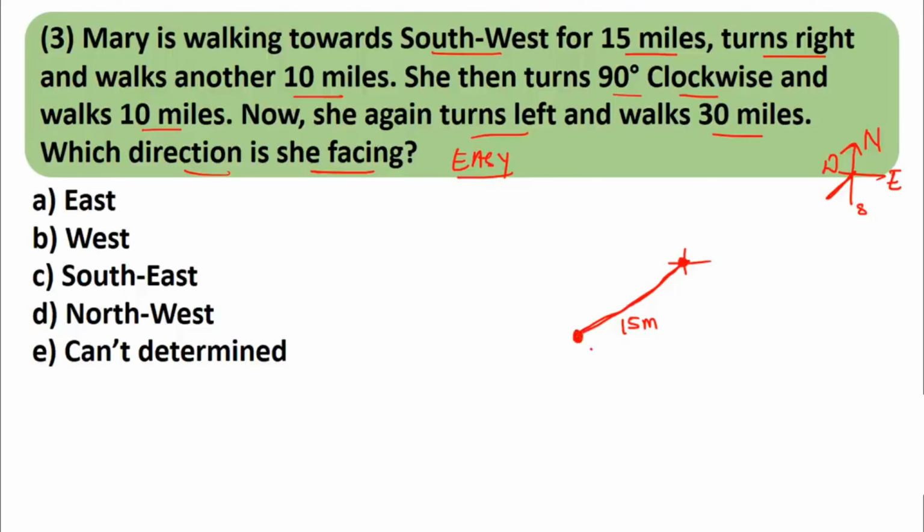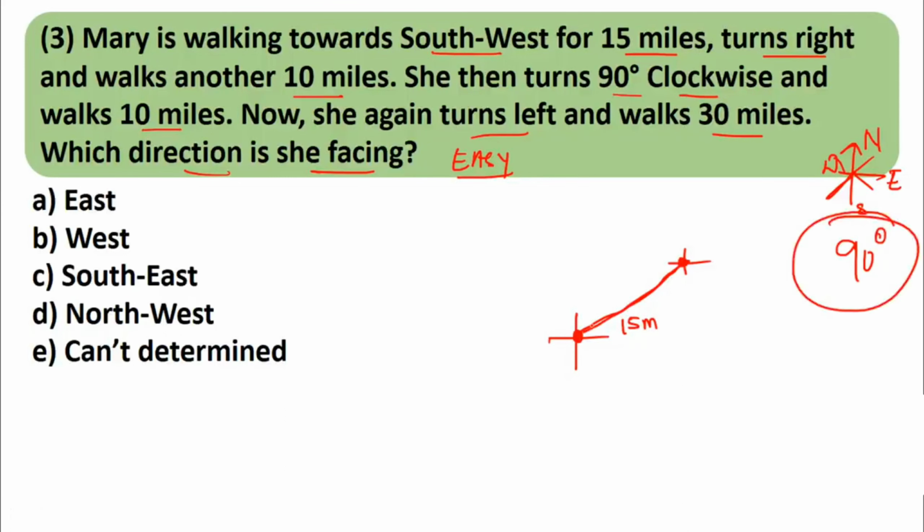Now this sum starts with southwest, that is these difficult diagonal type directions. So in such sums, it is very difficult to see what is 90 degrees and what is 45 degrees. So what to do? Whenever the person reaches the next point, draw this plus sign. So Mary has reached this point. Now Mary will turn right and walks another 10 miles. By how much angle will Mary turn right? 90 degrees. Why 90 degrees? Because we have learned that when no angle is mentioned, turning right or left is always 90 degrees.